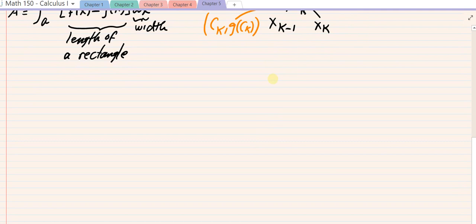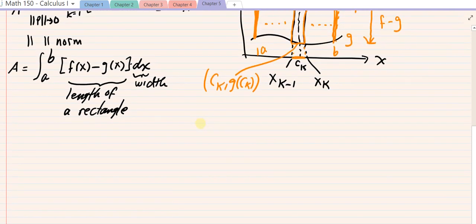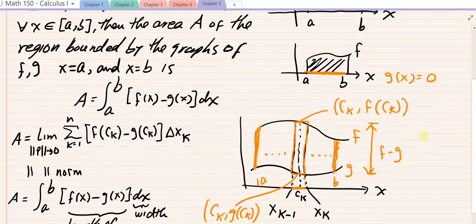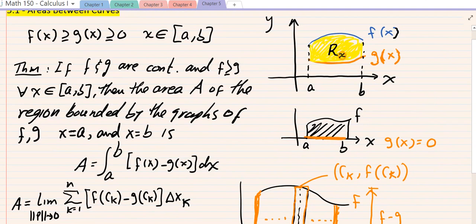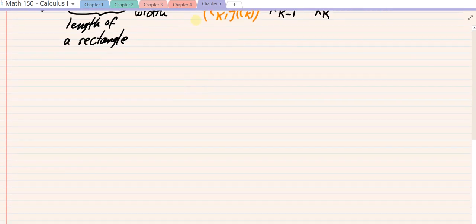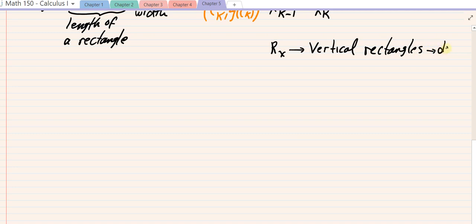Now, in this integral, we are integrating clearly with respect to x, because we have dx, so the region is labeled R subscript x for that reason. R subscript x means your rectangles are vertical rectangles. Keep that in mind. For an Rx, we have vertical rectangles, and that means we use dx for the width of each of those. And that region Rx lies between f of x and g of x.